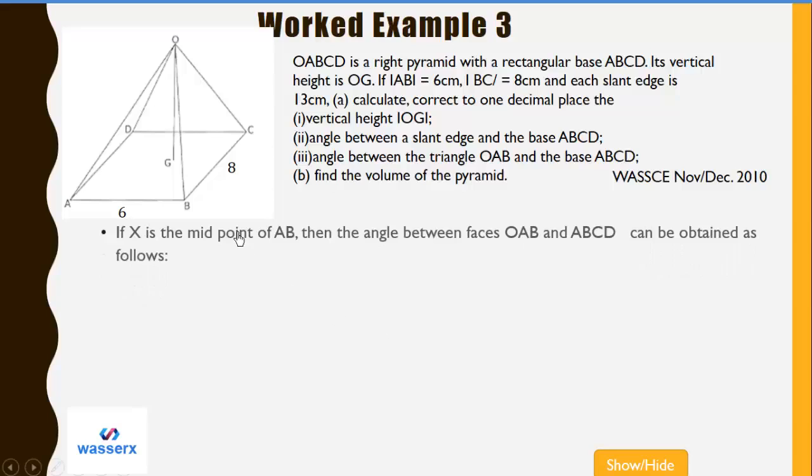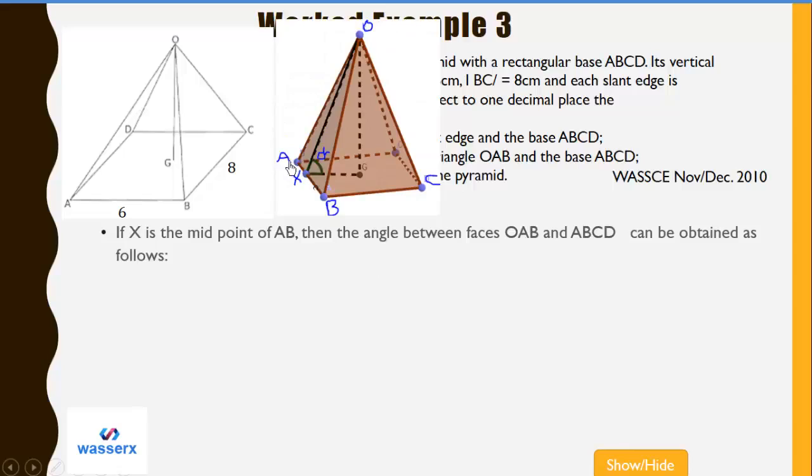Now if X is the midpoint of AB, so we have something like this. X is the midpoint of AB. Then the angle between the faces OAB and ABCD can be obtained as follows. Let the angle be alpha. So this alpha over here. So we are using this line to represent the face OAB. Then tan alpha, tan of this angle will be OG over GX.